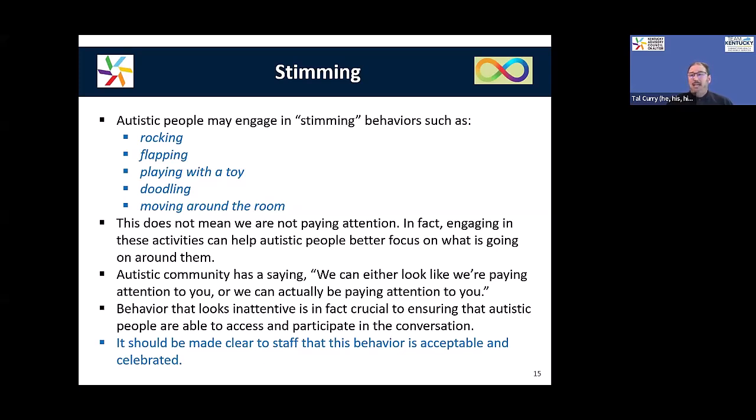In fact, engaging in these stimming behaviors can help autistic people better focus on what is going on around them. The autistic community often says we can either look like we're paying attention to you, or we can actually be paying attention to you. So they may not be making eye contact. They might be rocking, flapping, playing with a toy, doodling, moving some. That behavior looks inattentive, but is in fact ensuring that autistic people can access and participate in the conversation. So it should be made clear to you all as FRYSC staff and others that you work with that this behavior is acceptable and should be celebrated.